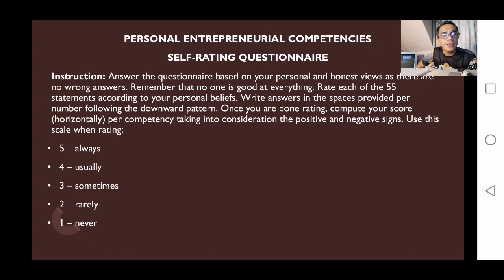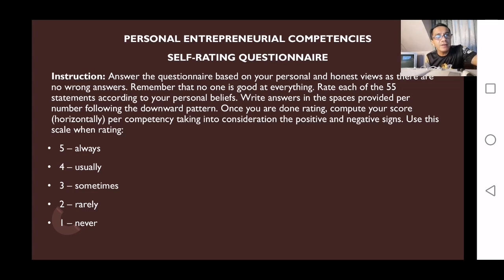So if there is a specific question there, and you believe that that question is always true for you, then write 5. If you think not always true, but usually true, then write 4. Sometimes true, you can write 3. Seldom true, rarely true, write 2. And if it is never true, then write 1. Okay? So please take note of that. Anyway, pwede nyo naman balik-balikan itong slide na to.